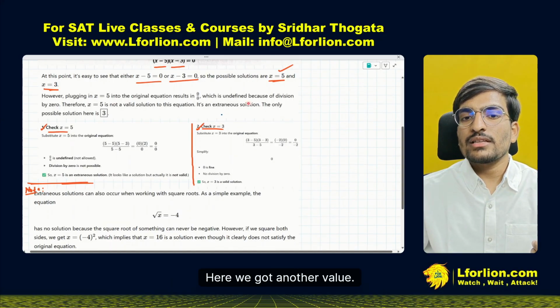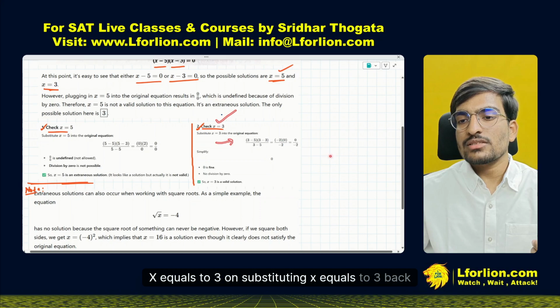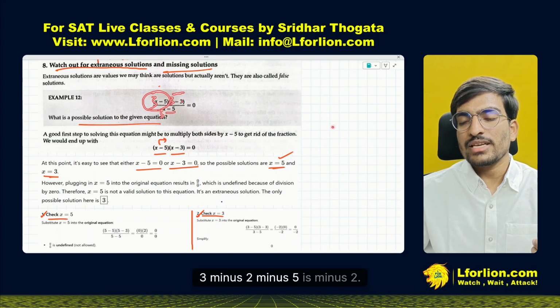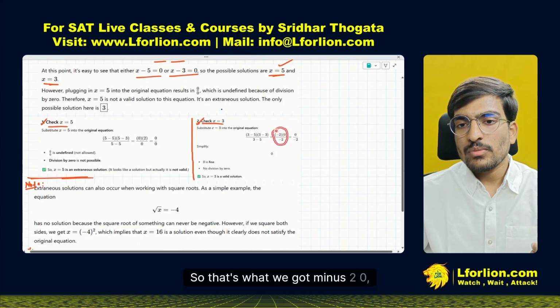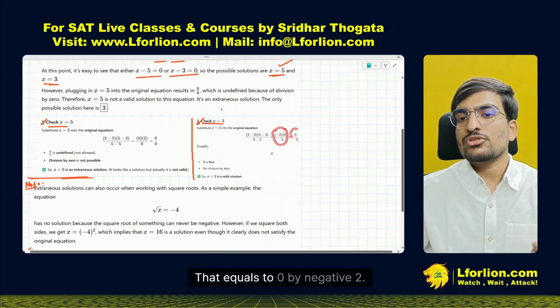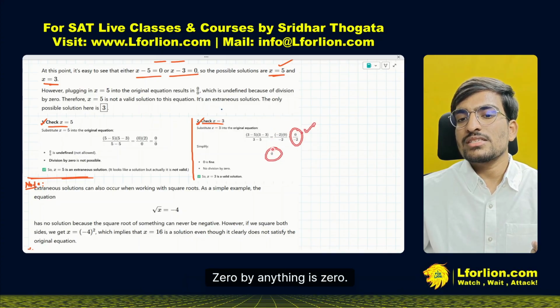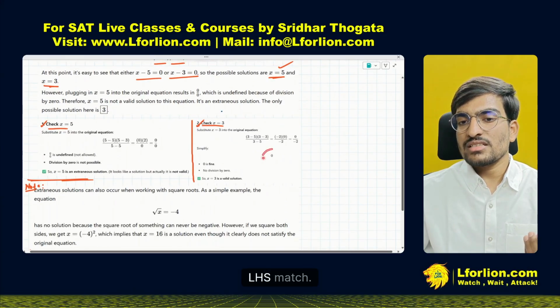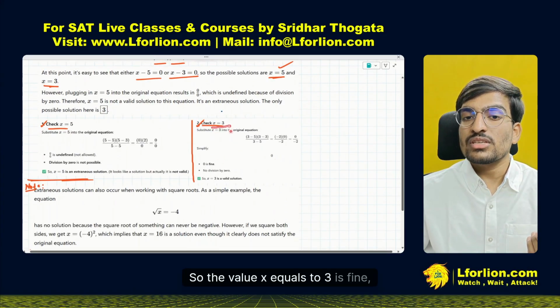Here we got another value, x equals 3. On substituting x equals 3 back into the equation, 3 minus 3 is 0, and in the denominator 3 minus 5 is minus 2. So that's what we got, 0 over minus 2, that equals 0 by negative 2. 0 by anything is 0. So that's what we got on the RHS. RHS and LHS match. So the value x equals 3 is fine.